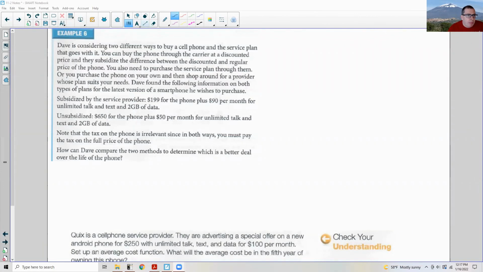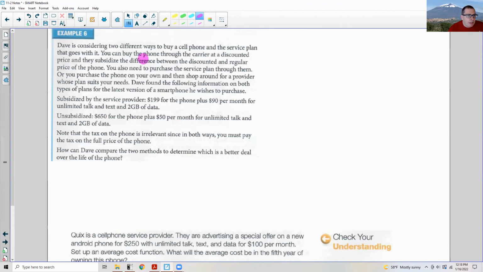Okay, so in this problem, example 6, Dave is considering 2 different ways to buy a cell phone and the service plan that goes with it. You can buy the phone through the carrier at a discounted price, and they subsidize the difference between the discounted and regular price of the phone. You also need to purchase a service plan through them, or you purchase the phone on your own and then shop around for a provider whose plan suits your needs. Dave found the following information on both types of plans for the latest version of a smartphone he wishes to purchase. We will not name names.